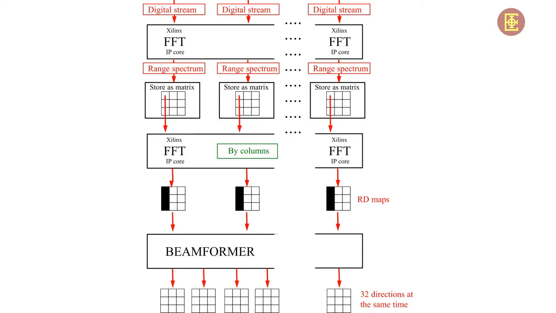Then come the digital signal processing pipeline stages. They use Xilinx Fourier transform IP cores to convert recorded chirps into a series of range Doppler maps. Each range Doppler map contains information about speed and distance of targets at a certain azimuth, and there are 32 of them covering the radar's entire field of vision.